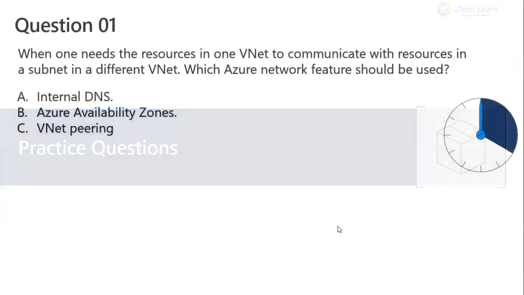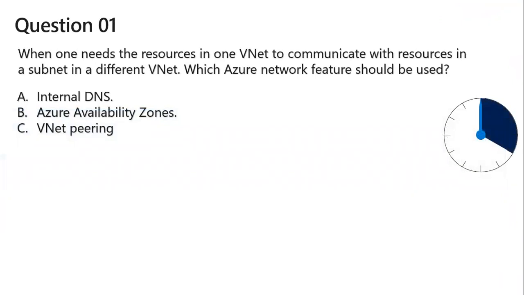Moving ahead and talking about question number 1. When one needs a resource in one virtual network to communicate with resources in a subnet in a different virtual network, which Azure network feature should be used? Your options are internal DNS, availability zone, and VNet peering. So what is going to be the correct answer? Please put your answers in the chat. I'm starting the timer in here.